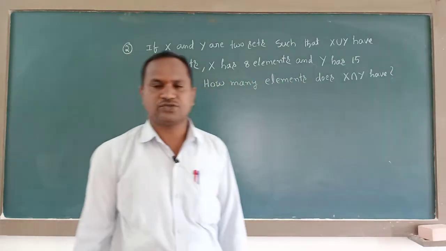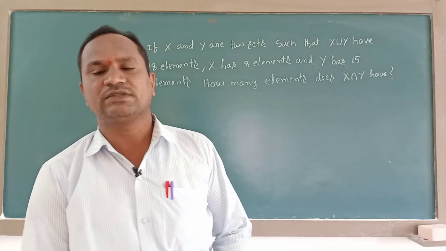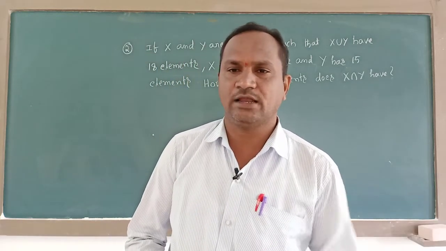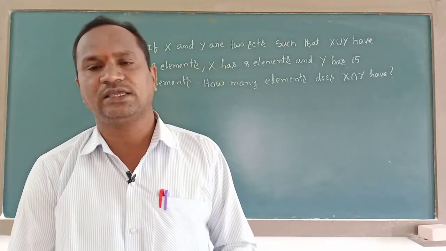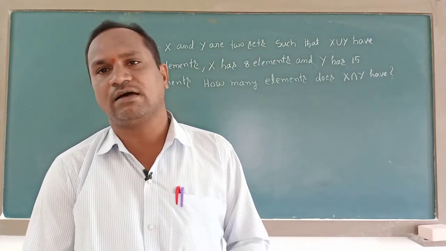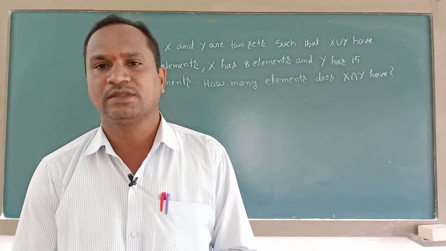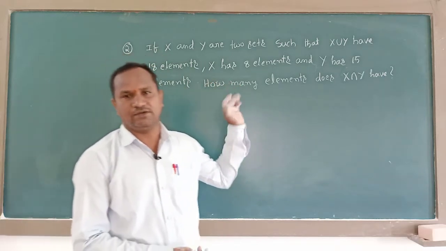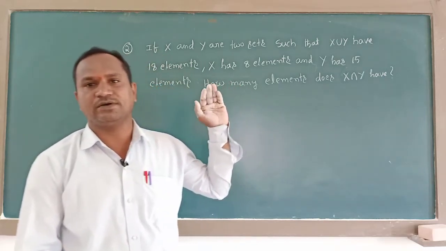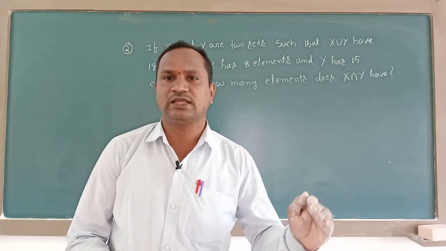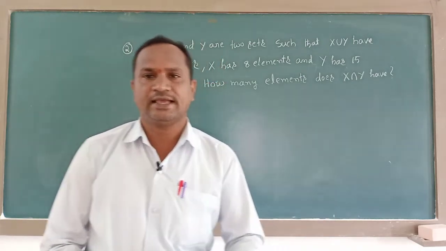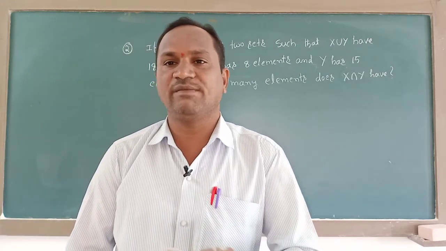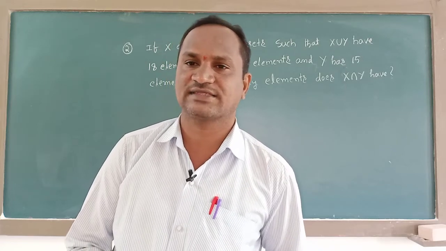Before this question, they directly gave numbers with the help of their cardinal number formula. Like n of x, n of y, n of x intersection y, n of x union y, like that they asked in the previous question. Now in this question, they gave it in words. In words they gave numbers. Like x union y has 18 elements, x has 8 elements, y has 15 elements, but how many elements does x intersection y have? Like that they are asking here.